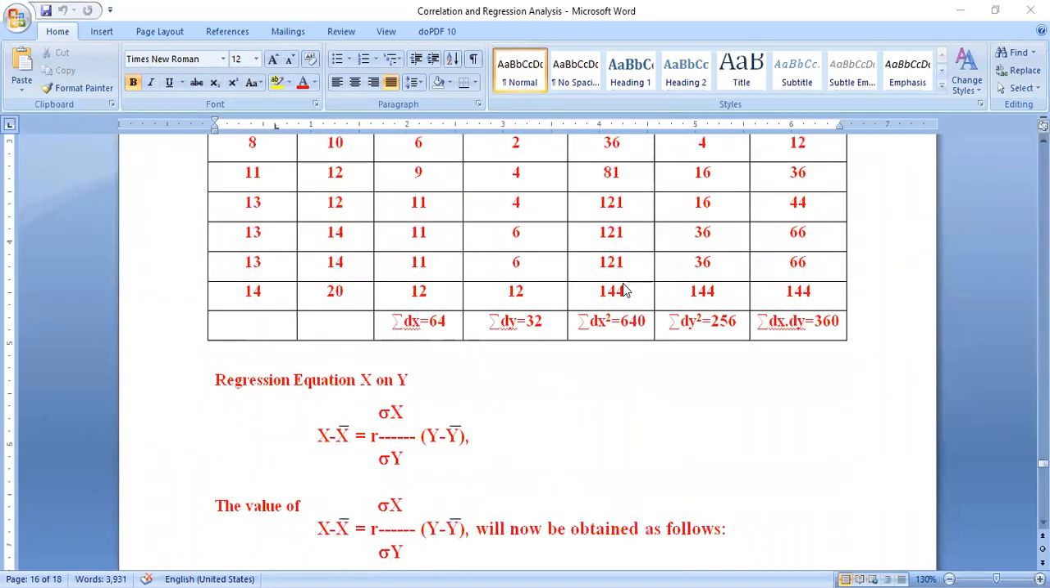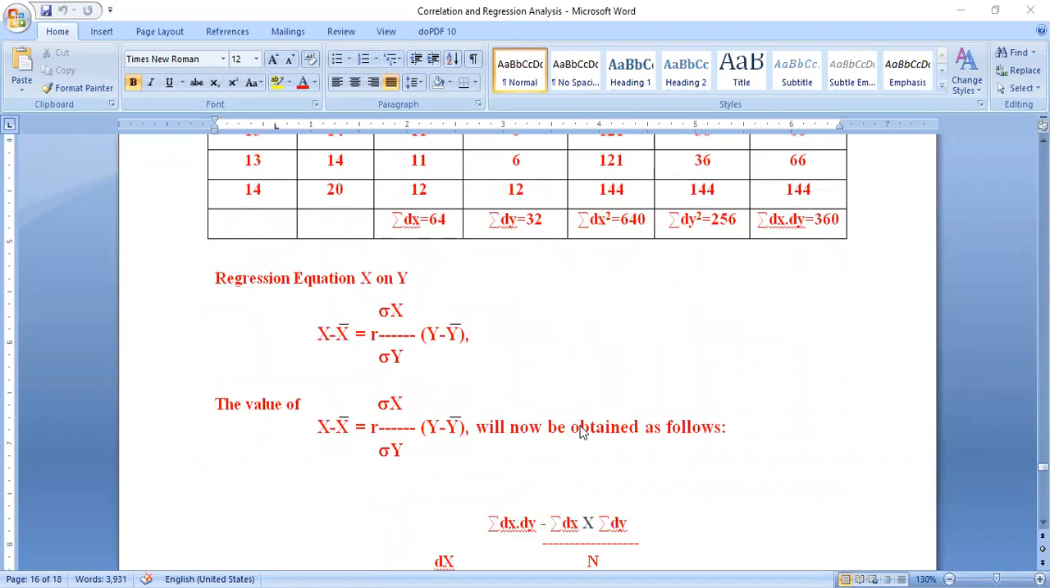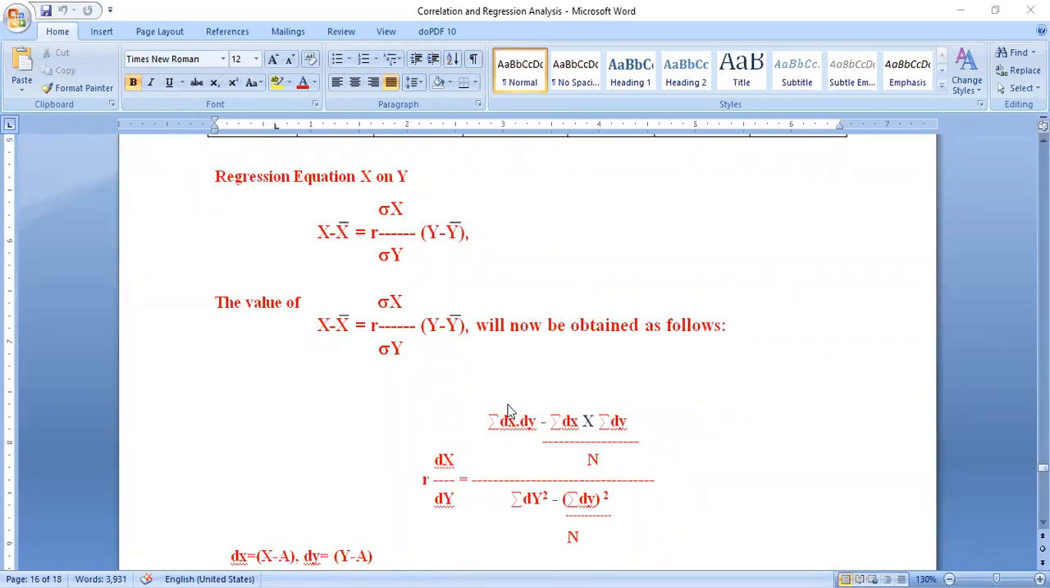You see the regression equation x on y. The common formula is x minus x bar is equal to r into standard deviation x divided by standard deviation y into y minus y bar. Instead of writing r into standard deviation x divided by standard deviation y, I am writing r into dx divided by dy. Already we discussed this formula.